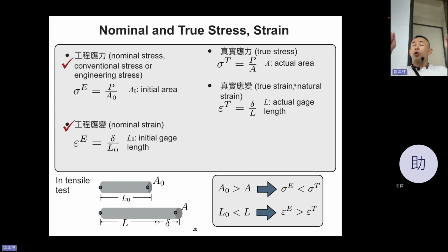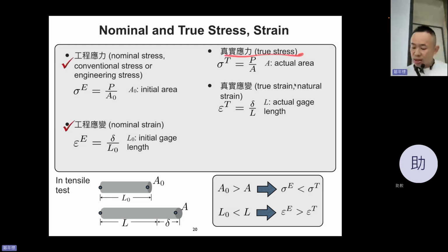Also, when you do step 1, step 2, step 3, the original length of step 2 will be L, which is longer than L-naught, because L-naught is the step 1 original length. When you do step 2, the original shape will be the step 1 result, right? So if you are talking about true stress or true strain, the area keeps changing during the loading, and the original length keeps changing at each small step.